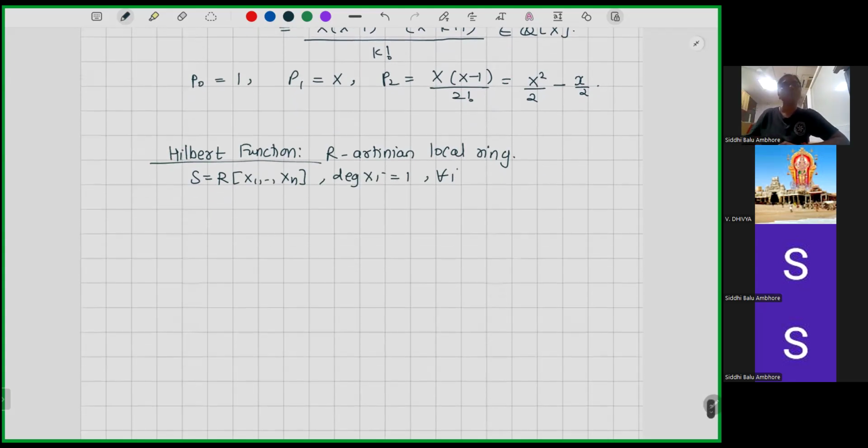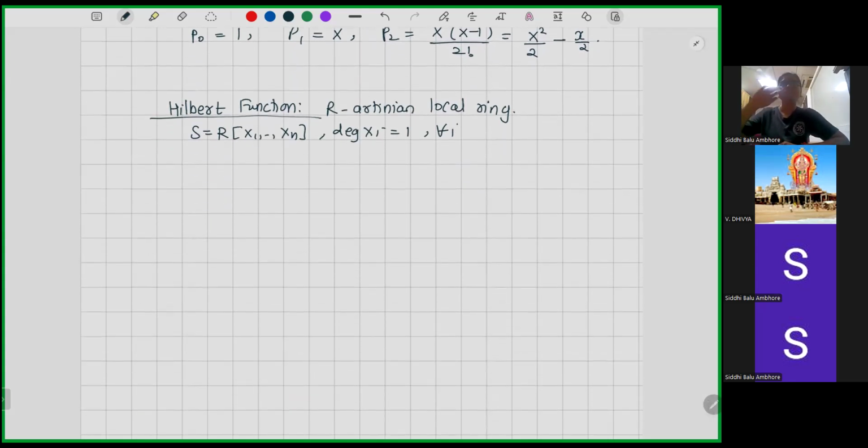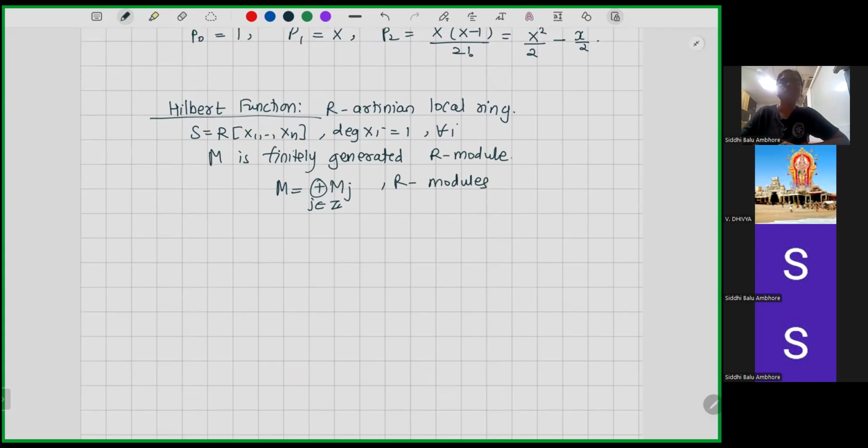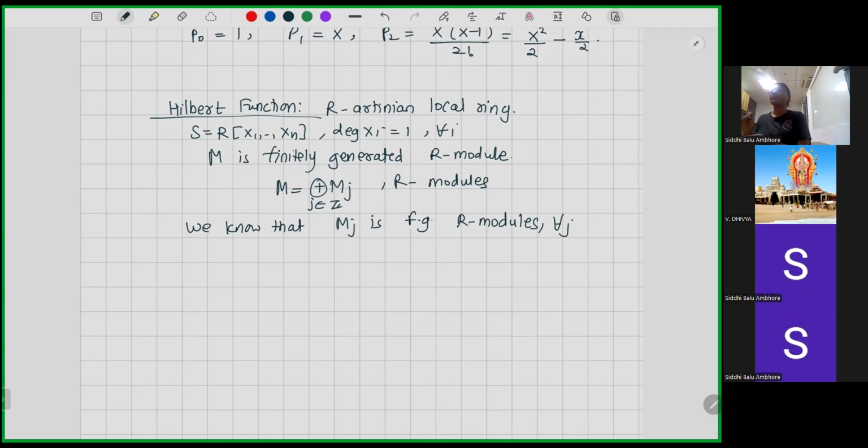Again, we are in the same setup as earlier. And then M is a finitely generated R module. M is the direct sum over j in Z of the Mj, which are R modules, and we know that each Mj is a finitely generated R module. So we are starting with a finitely generated R module M, and I'm expressing M as a decomposition, and I'm saying that each of these Mj is finitely generated.